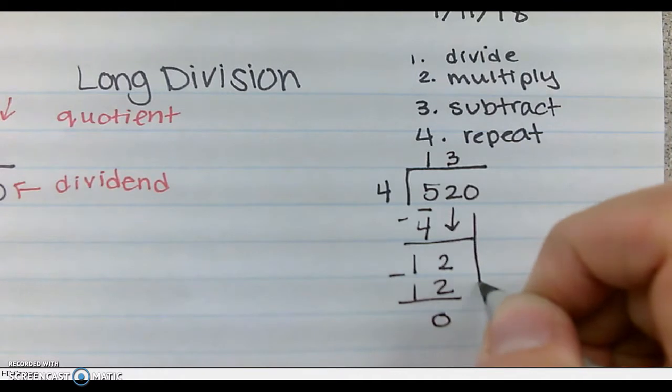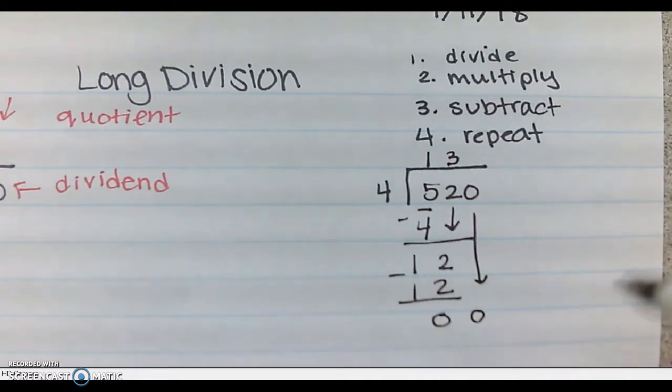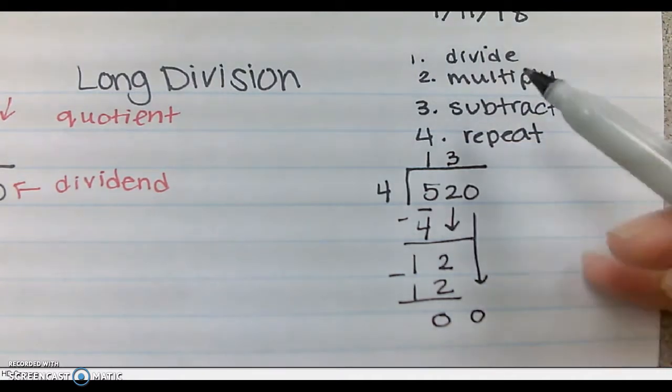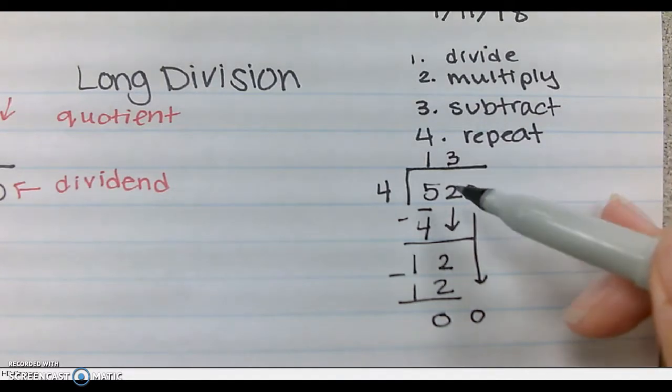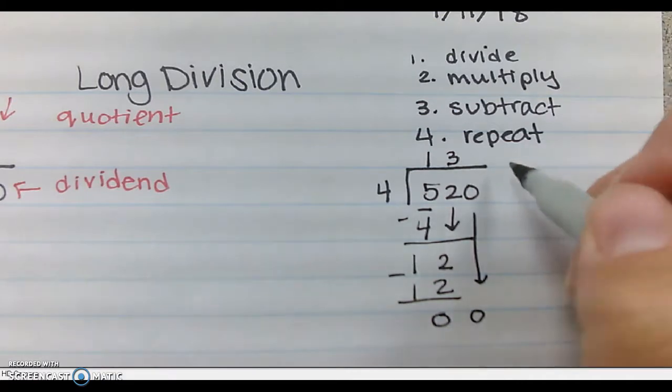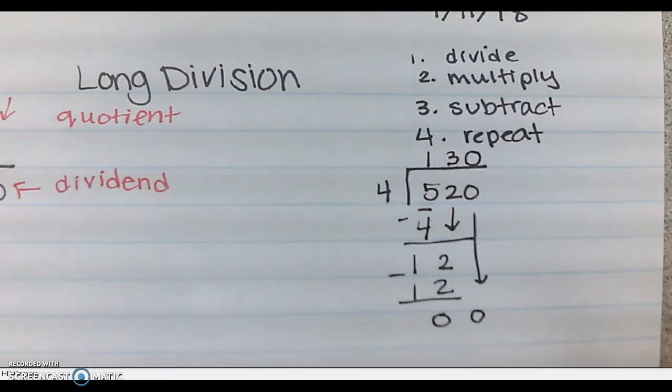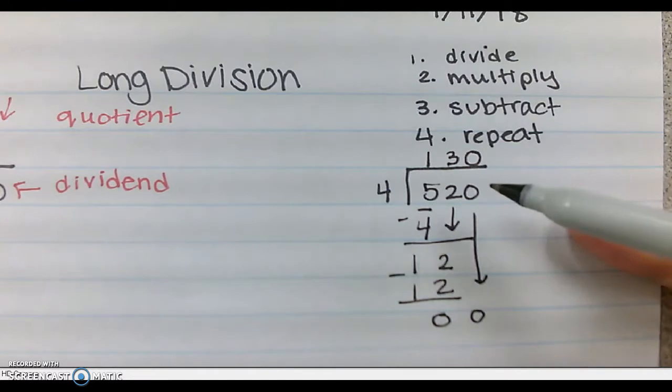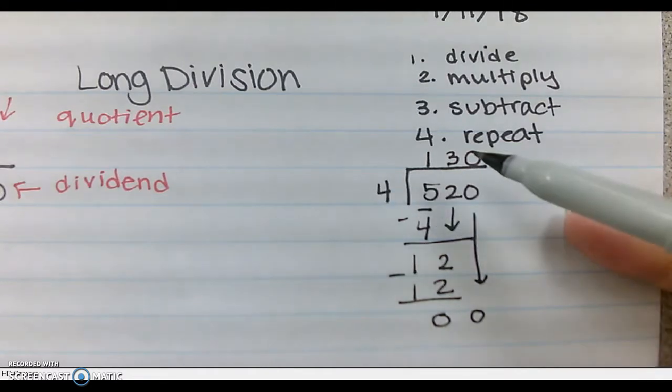I need to pull down that last digit, which is 0, and 4 cannot go into 0. Now, if you look up at my quotient, 3 is in the tens place, but I don't have any other numbers to put in my ones place, so I need to put a 0 to hold the place value. So I've answered 520 divided by 4 equals 130.